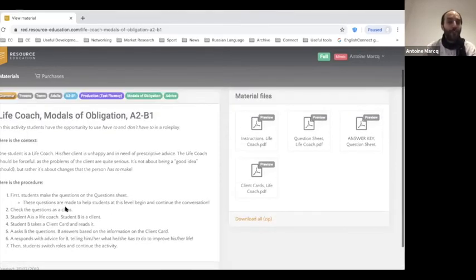So here's the procedure. First, students make the questions. There's going to be a questions sheet. That's a kind of P1. Students are just making questions. Check the questions as a class. Student A is a life coach. Student B is a client. Student B takes a client card and reads it. So it's important to know what kind of client we're dealing with. A asks B the questions, and B answers based on the information on the client card. Finally, A responds with advice for B, telling him what he or she has to do to improve his or her life. And then you switch for another card.